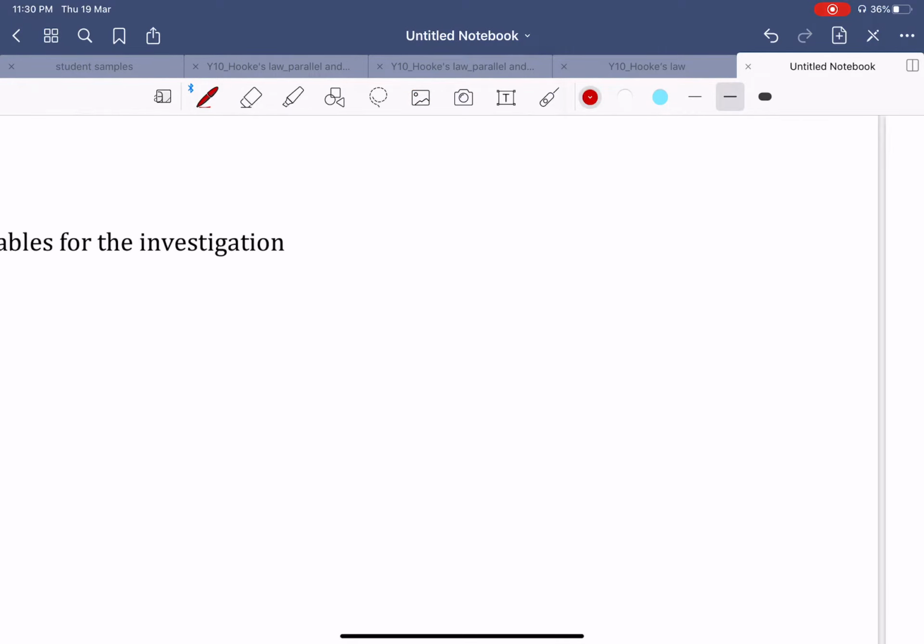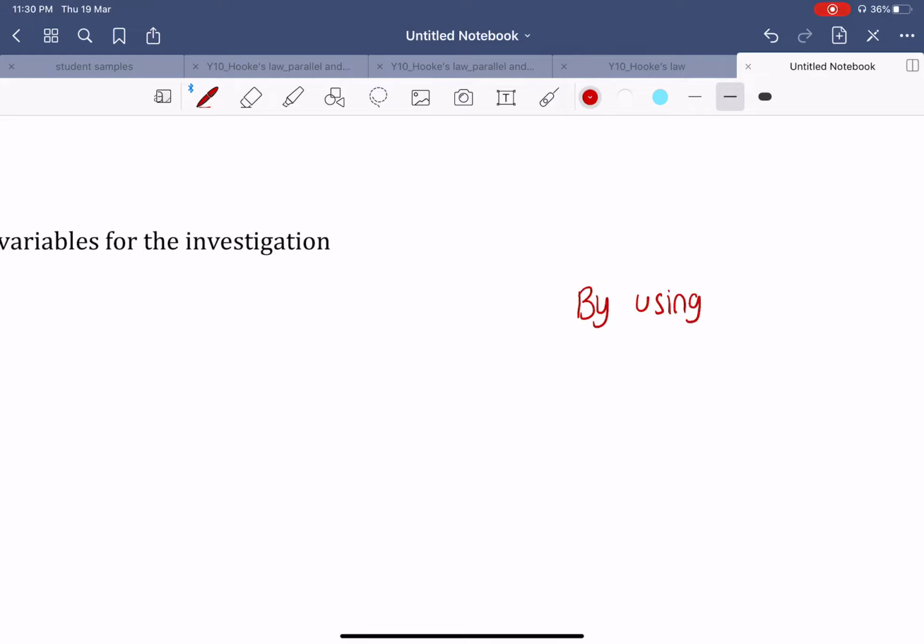Almost everyone answered with the following thing. I'm going to write it here. You said by using the formula K is F over E. That was the answer for almost everyone, and I don't know why. Like this formula, guys, it has a name. It's called Hooke's law.